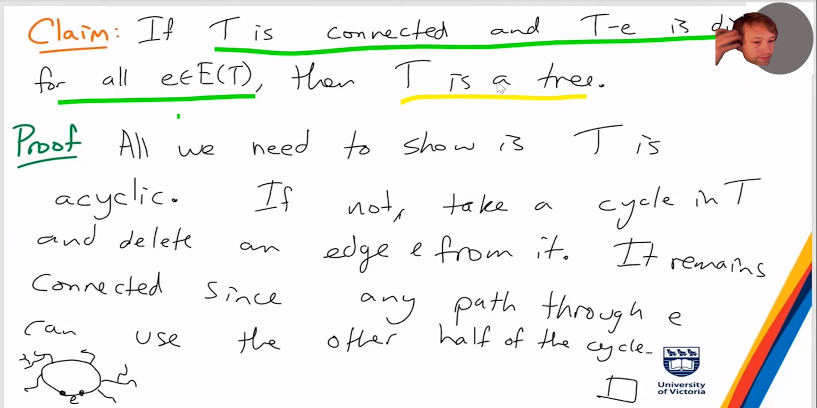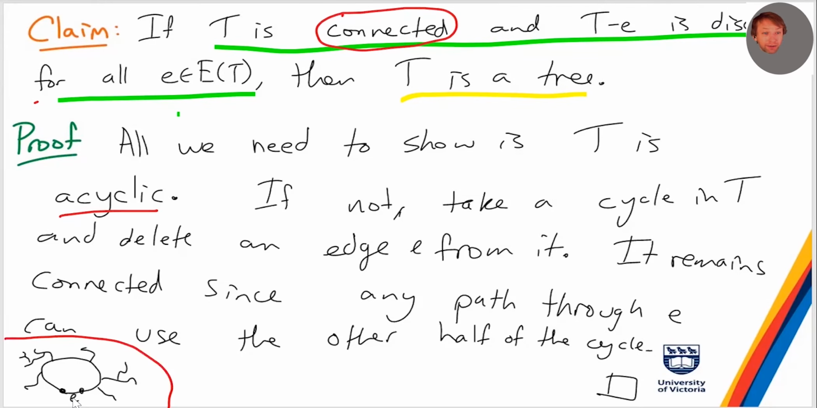Now, it's not too bad because remember a tree is connected and acyclic. The assumption has given us half of that already, right? We're already assuming that it's connected. So all we need to show is that it's acyclic. Now, imagine there is a cycle, right? So the graph is connected and somewhere in the graph there's a cycle. So here's the picture kind of down in this corner.